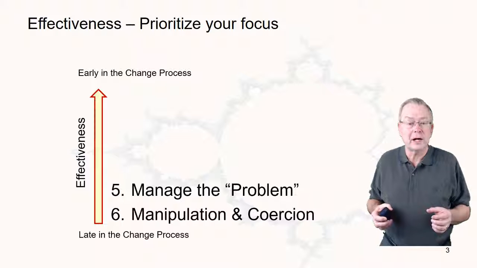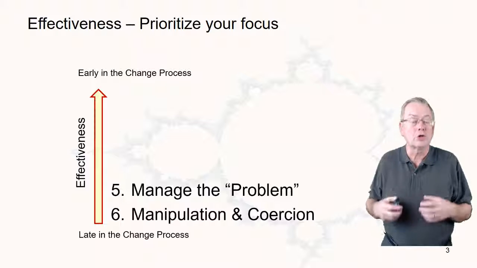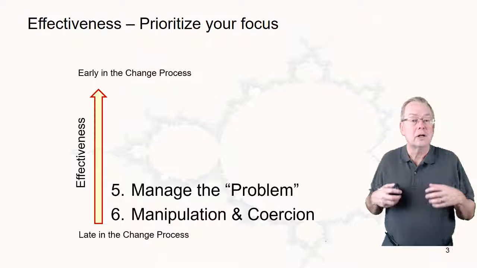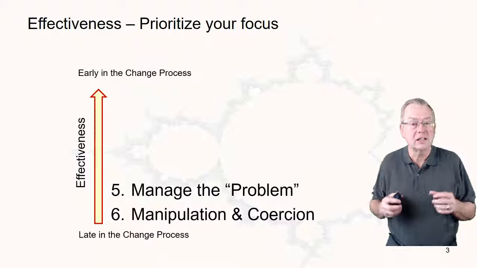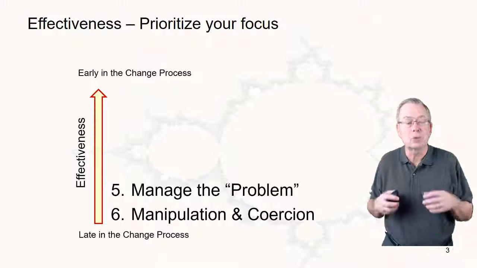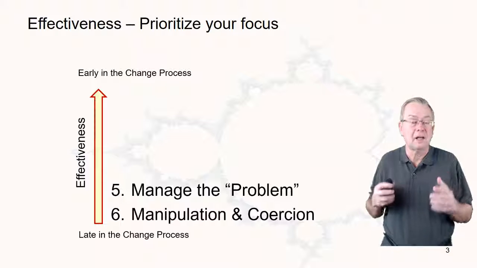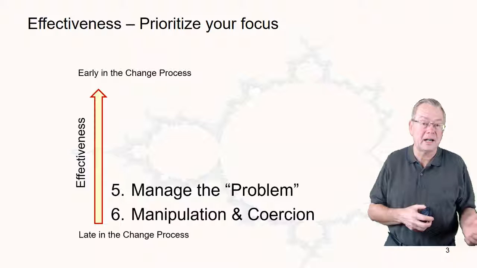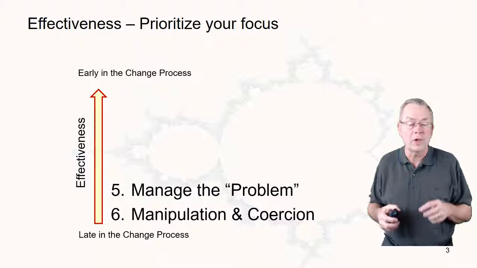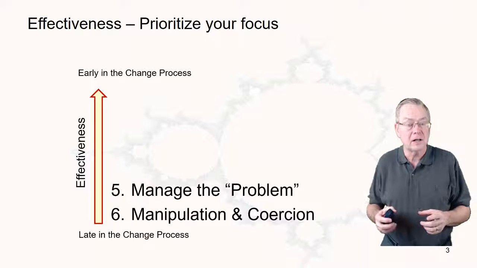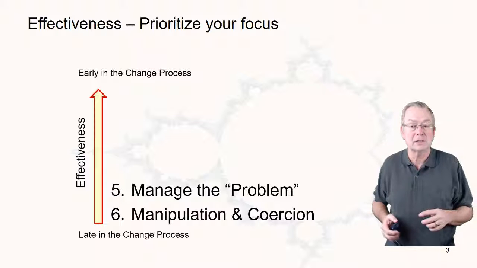The 5th and 6th we talked about in the last lecture: you basically manipulate or coerce, use force, and number 5, you manage the problem. These are done late in the change process because you're running out of time. You're under pressure, things have to be done, and because you didn't do the early anticipation and mitigation, you are now dealing with the problem. It's not effective, but it may become required at that stage of the change process.